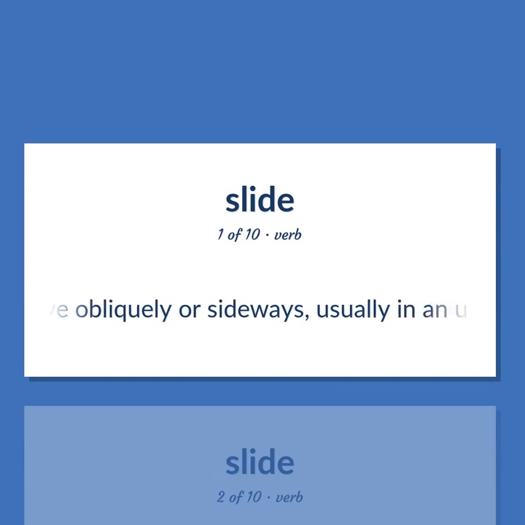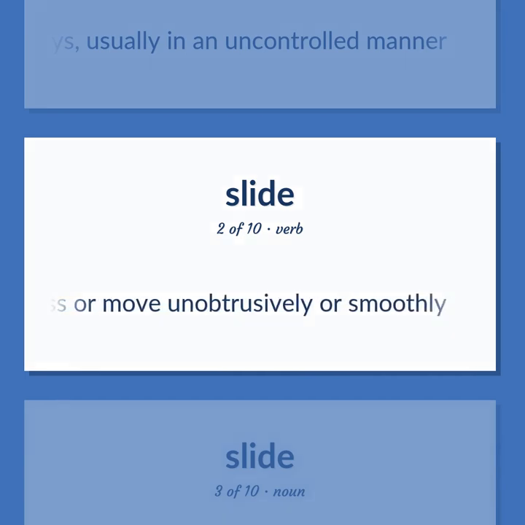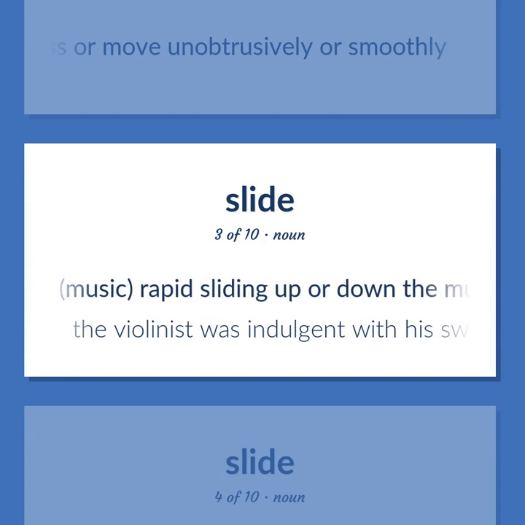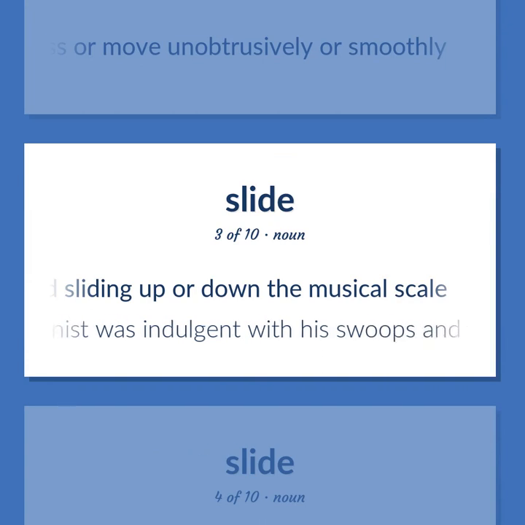Move obliquely or sideways, usually in an uncontrolled manner. To pass or move unobtrusively or smoothly. Music, rapid sliding up or down the musical scale. The violinist was indulgent with his swoops and slides.